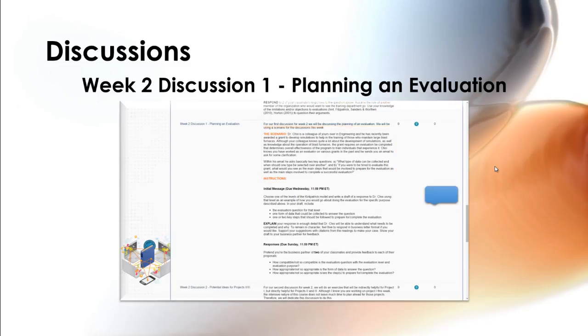And so for your initial message, you're going to just choose one of the levels of the Kirkpatrick model and write a draft of a response to Dr. Choi. In that draft, you're going to provide the information that's required here. But before you submit your draft to Dr. Choi, you're actually going to show it to your business partner for feedback.